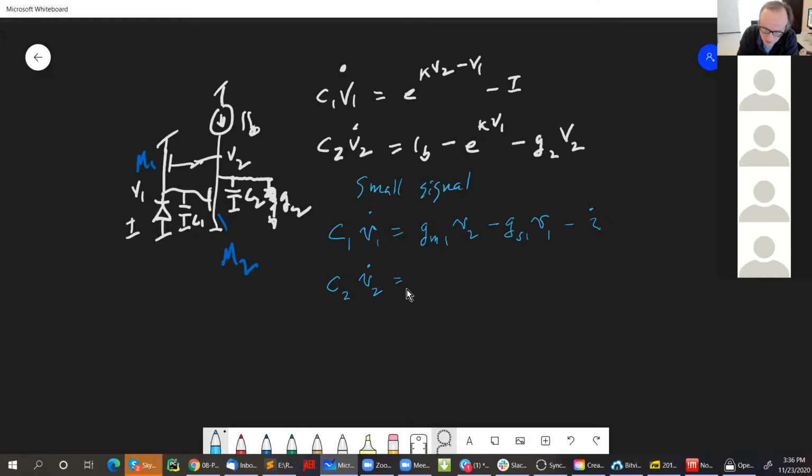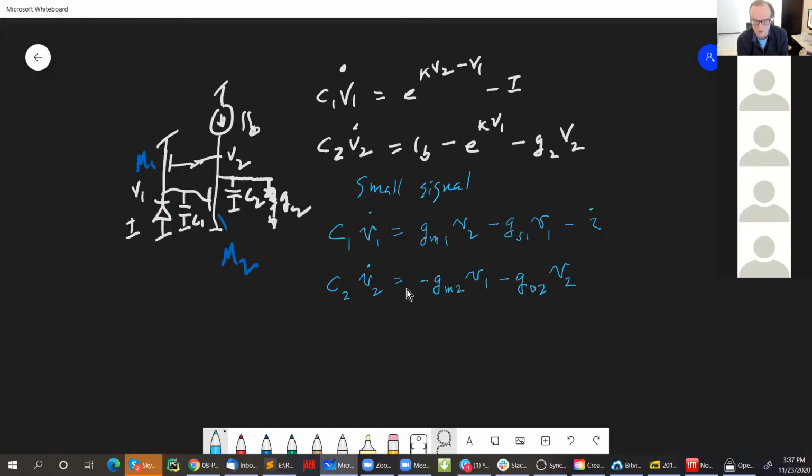Now if we do the same thing, C2 V2 dot equals, we don't care about the IB, it's constant. It's minus, and now we're talking about the transconductance of M2, so it's GM2 V1, minus GO2 V2. It's the output conductance of transistor 2. And so those are the complete small signal equations.